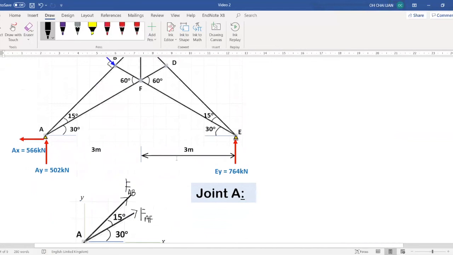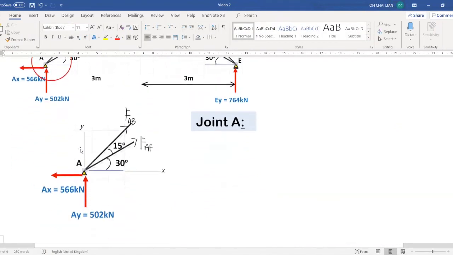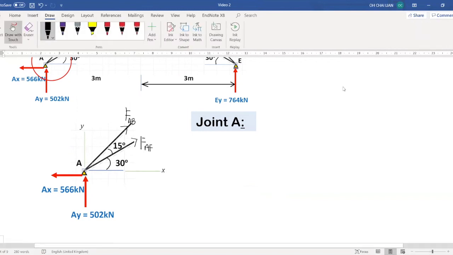at the joint with the least unknowns. Here, joint A was chosen. We need to draw the free body diagram of the joint A. We assume all the unknown forces in tension, which we will draw the arrow outward from the joint.